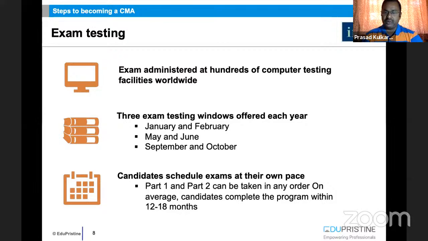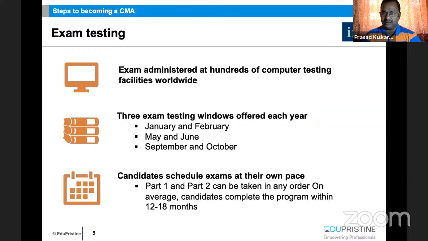The candidates schedule exams at their own pace. Part 1 and Part 2 can be taken in any order. On average, candidates complete the program within 12 to 18 months. Again, I would like to add my own insight over here. Candidates who study hard, who prepare for the exam religiously and diligently, who take notes sincerely and prepare their own notes also, find it easier to pass the exam within 12 months.